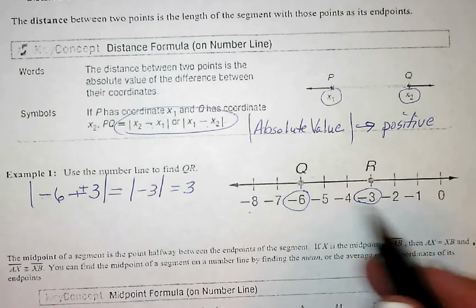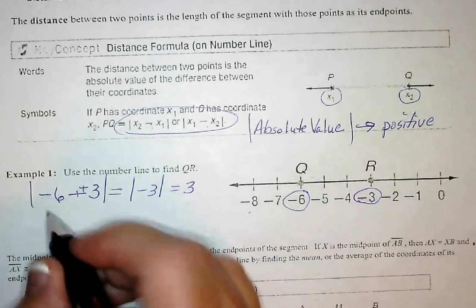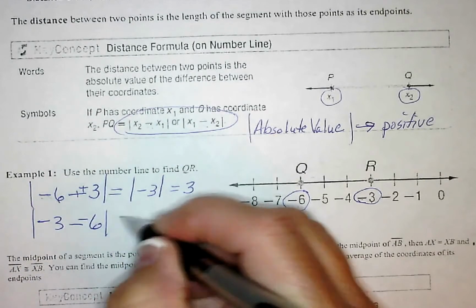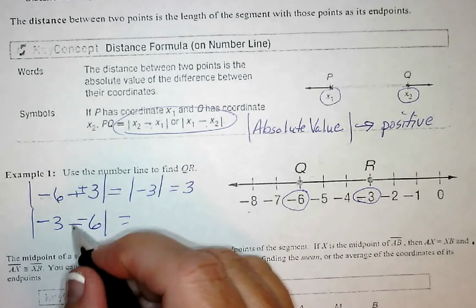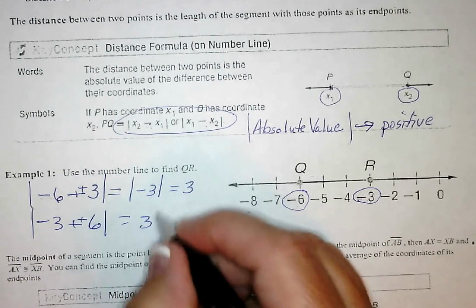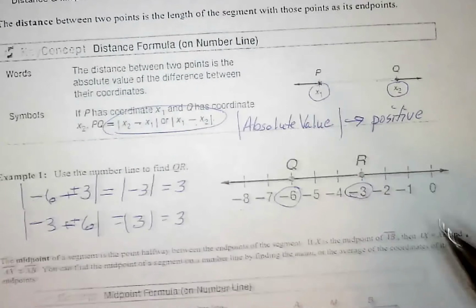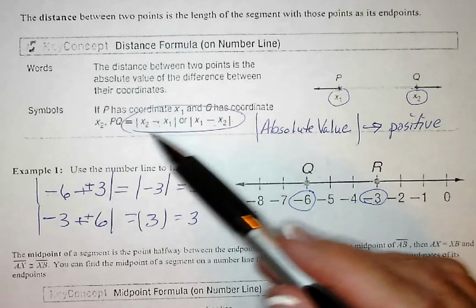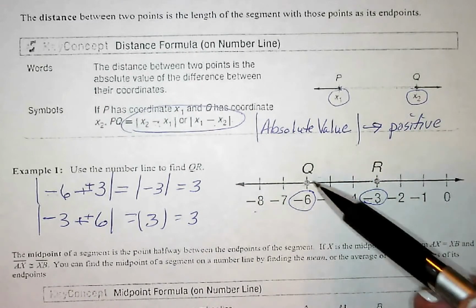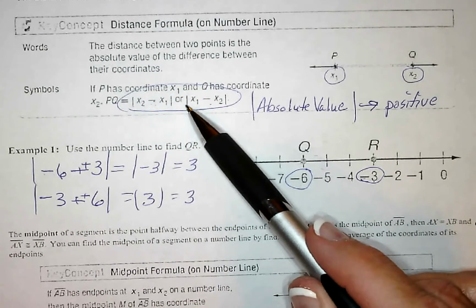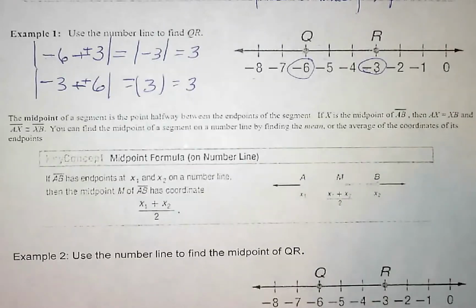Just to show you it doesn't matter which order, again, these are the coordinates. So negative 3 minus negative 6, absolute value. If I take negative 3 plus 6, I get 3. Absolute value of 3 is 3. So, 2 ways. You can use the formula, and it's just a basic subtraction one, or you can count. But you probably need to know the formula just in case the numbers are kind of wacky.